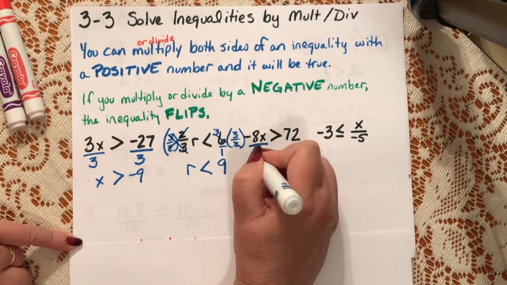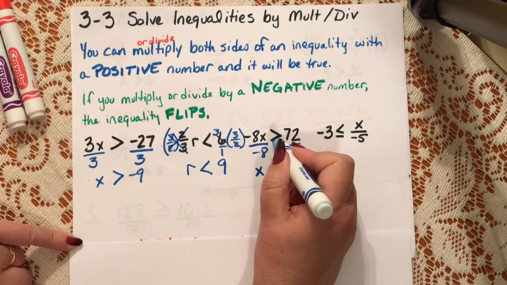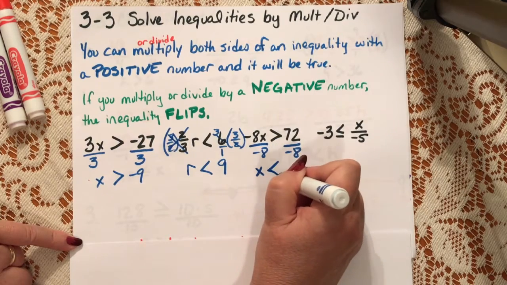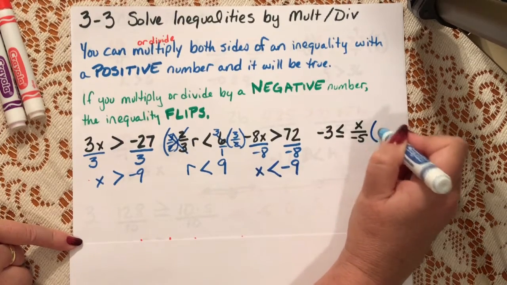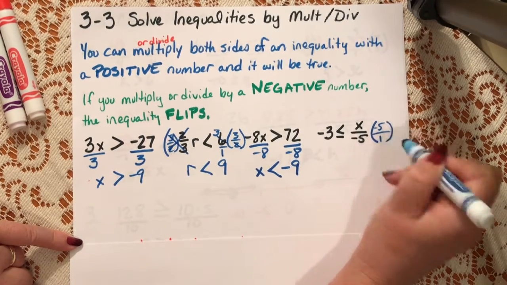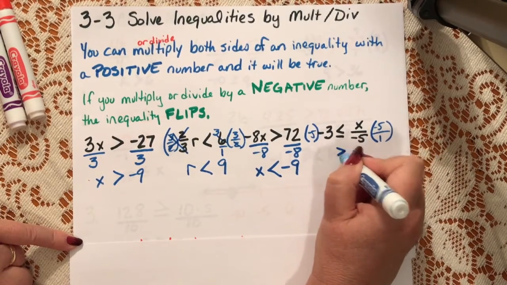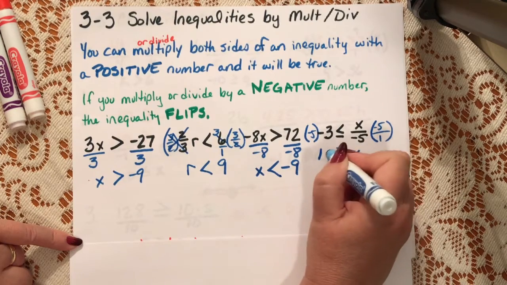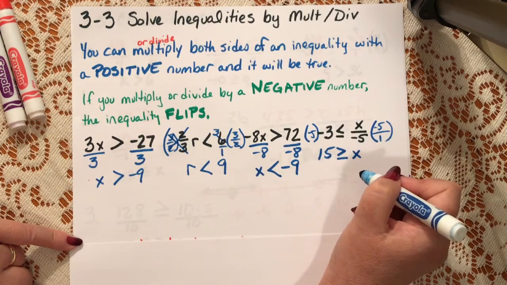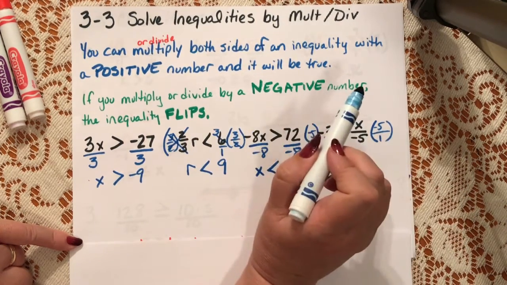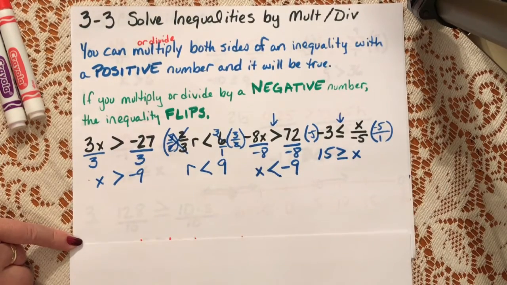If I divide by a negative number, then this sign flips and x is less than negative 9. If I multiply by a negative number, then this sign flips and 15 is greater than or equal to x. When you're multiplying and dividing, the rules are different and it can affect the direction of your inequalities.